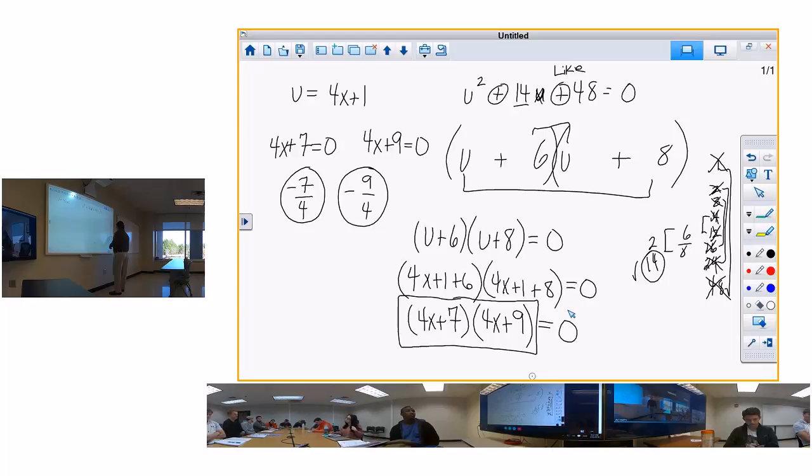But I did two things here. I went over completing the square, I went over reverse FOIL, and then I went over solving for x. So that's a kind of a three-way review.